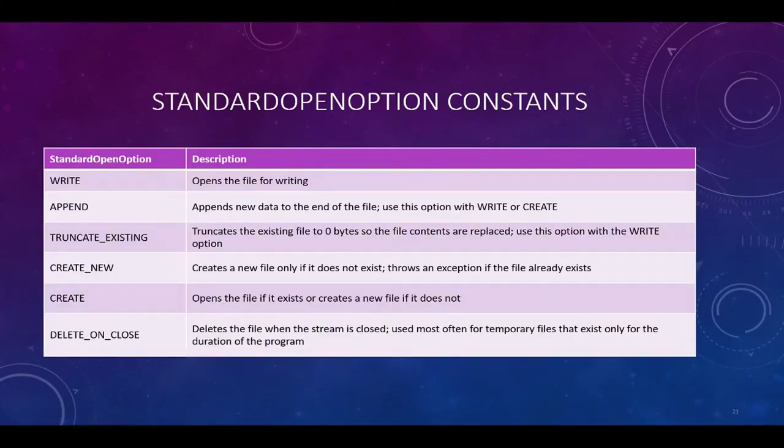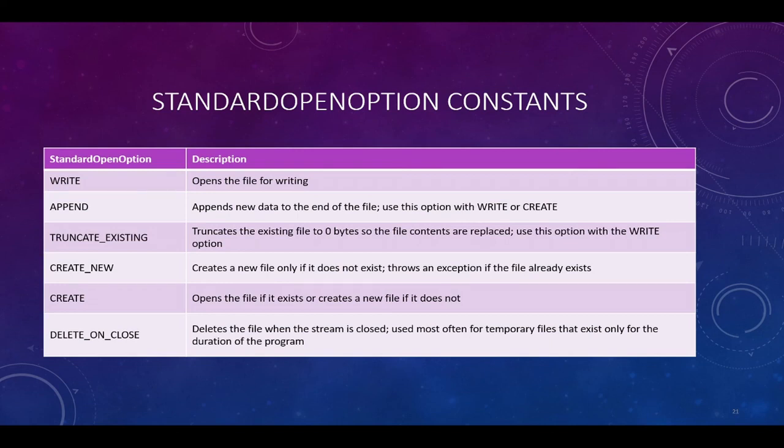Standard open option constants, there is write, it opens the file for writing. Append basically means that it will add anything that you send it to the end of the file without actually doing anything to any of the data already in the file. Truncate existing will truncate the existing file to 0 bytes, so the file contents are completely replaced. Create new creates a new file only if it does not exist. It throws an exception if it already exists.